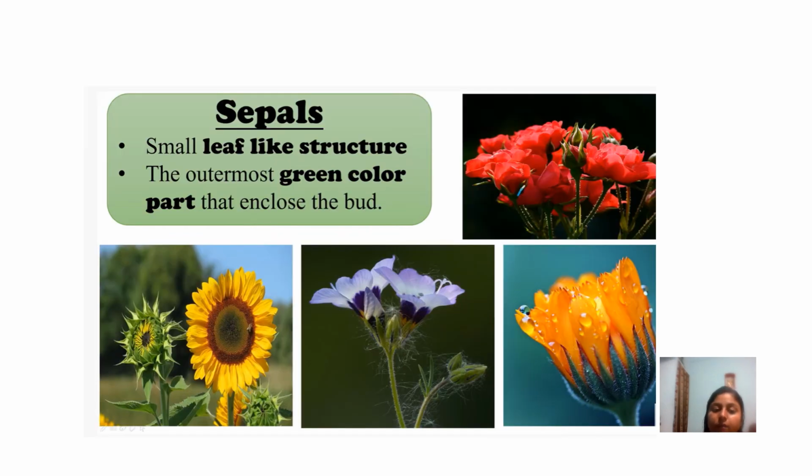Now the second one is sepal. A small leaf-like structure, the outermost green-colored part that encloses the bud. See, this part is called sepal. Okay students, now clear?